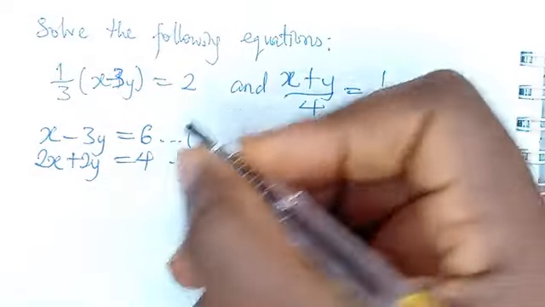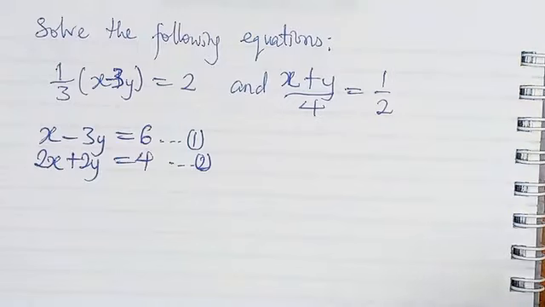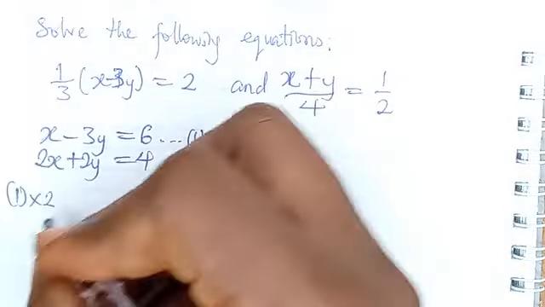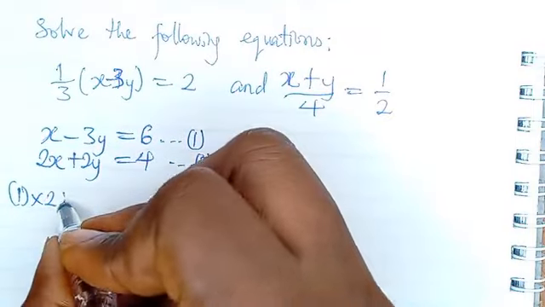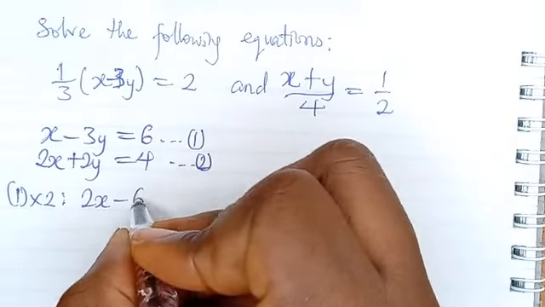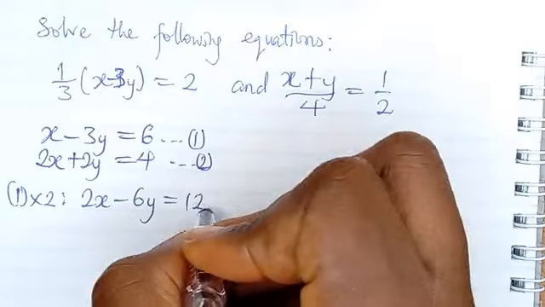So this forms equation 2. Now, these are the equations we are going to work with. I'm going to multiply equation 1 by 2 so as to equate the coefficients of x. Equation 1 multiplied by 2 gives 2x minus 6y is equal to 12.